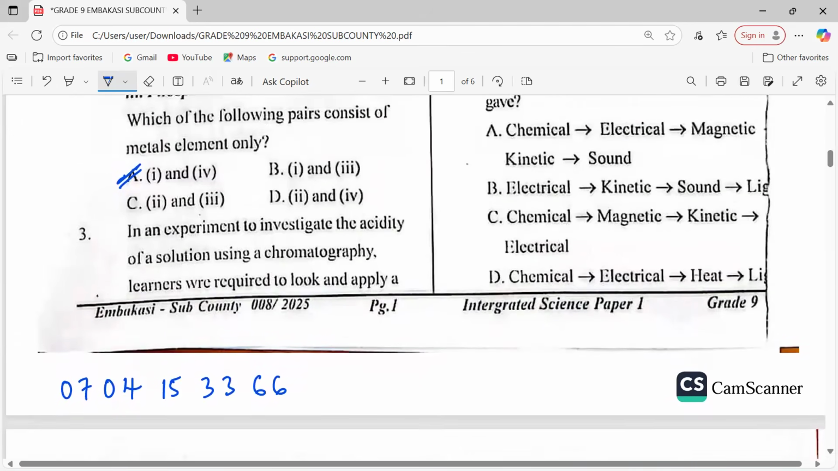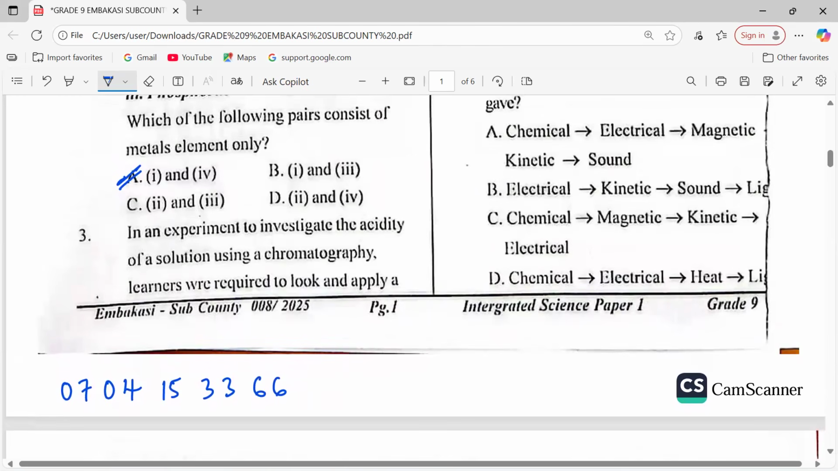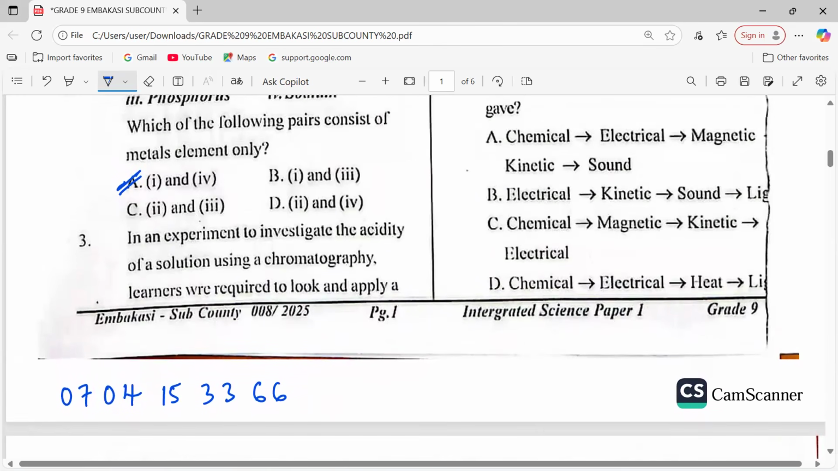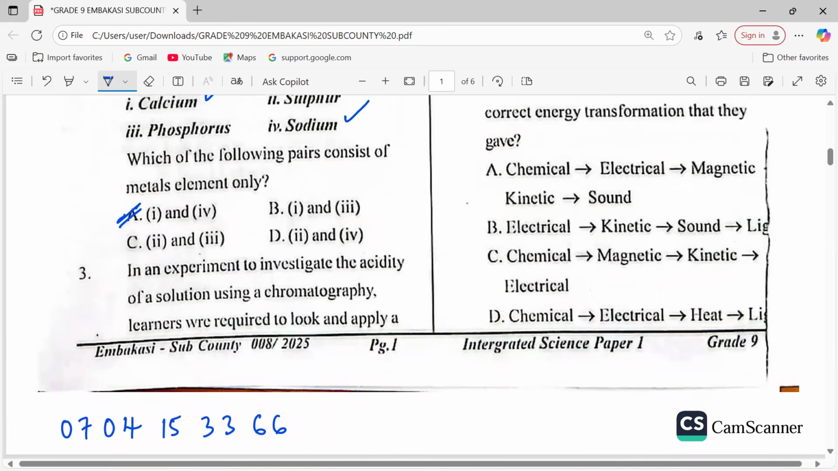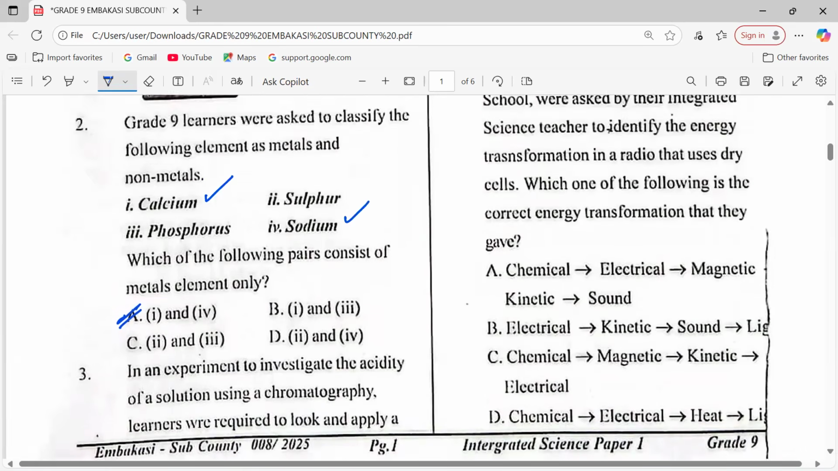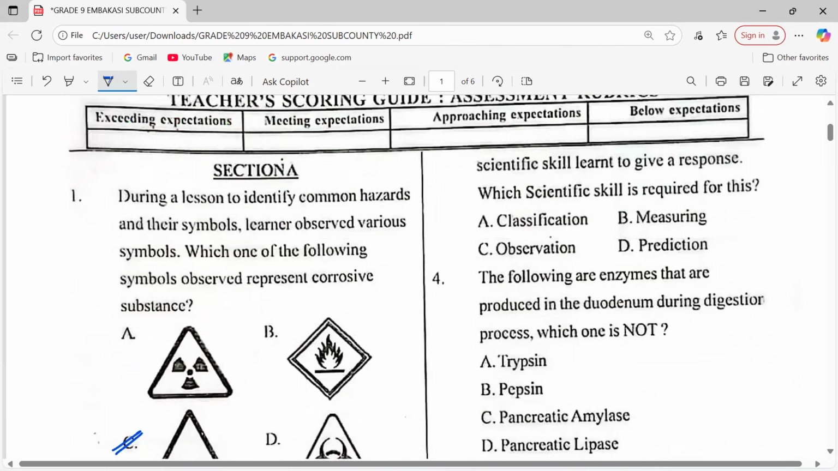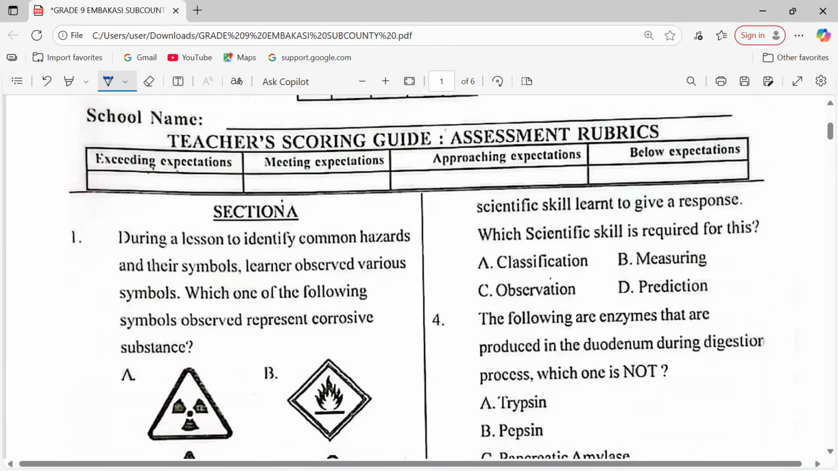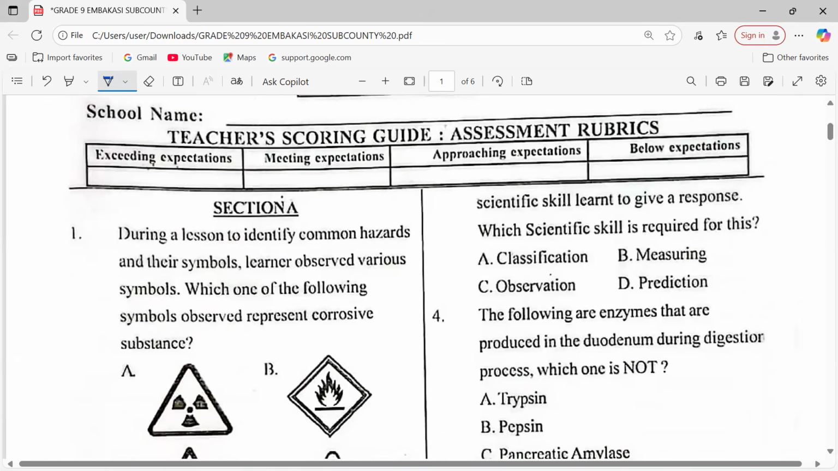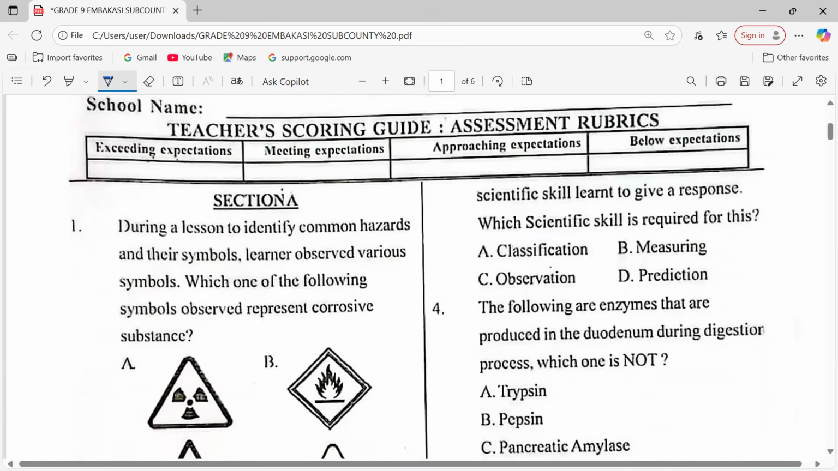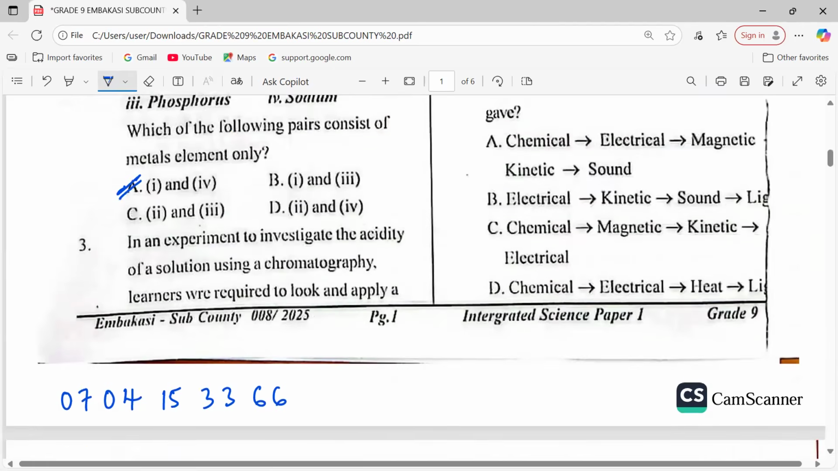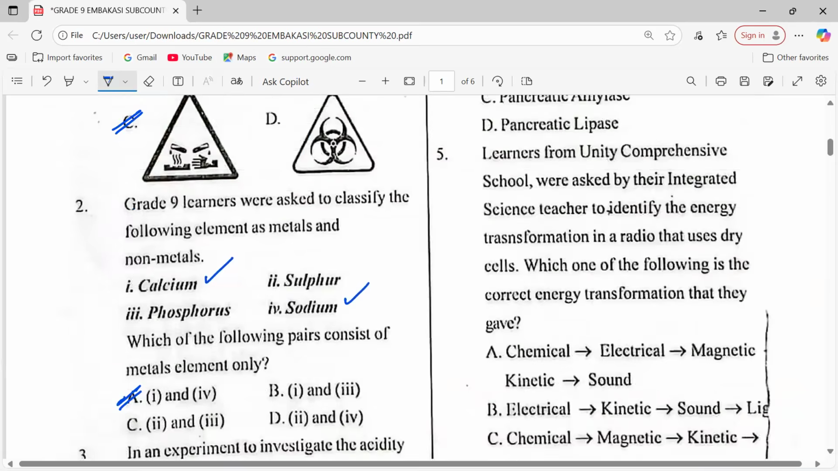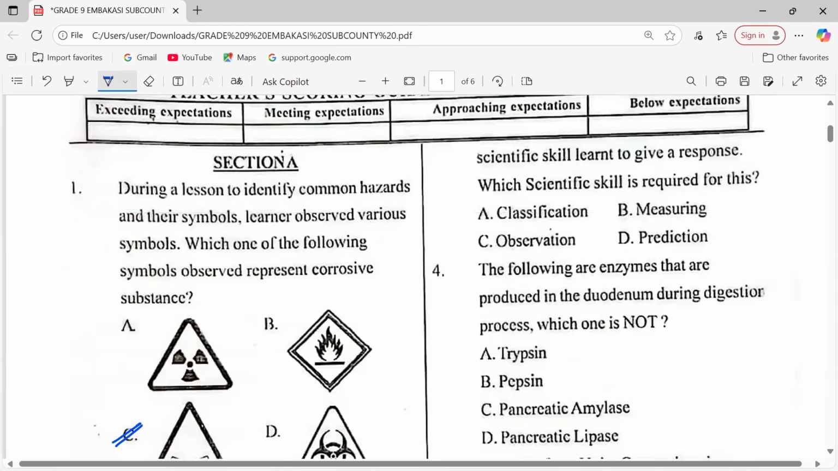Number 3. In an experiment to investigate the acidity of a solution using chromatography, learners were required to look and apply scientific skill learned to give a response. Which scientific skill is required? They are required to look and apply. So that is observation.